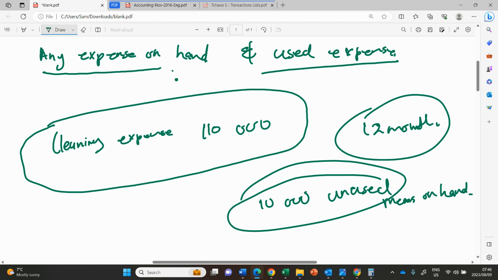You see? But the accounting principle says that we need to expense. If we are saying something is an expense, it should be used within the period of 12 months. So if the period of 12 months is reached and we didn't use the expense, then it's no longer meeting the definition of expense. So it means it will change the element to be what? To be an asset. So this is going to be the on hand. Any expense on hand should be recorded in the balance sheet.